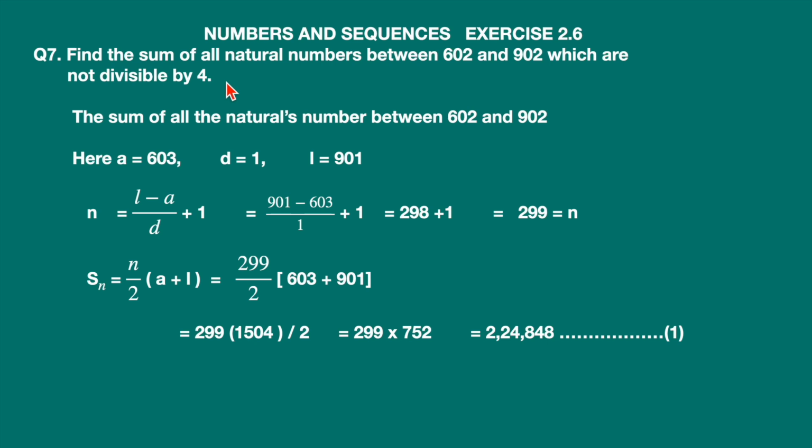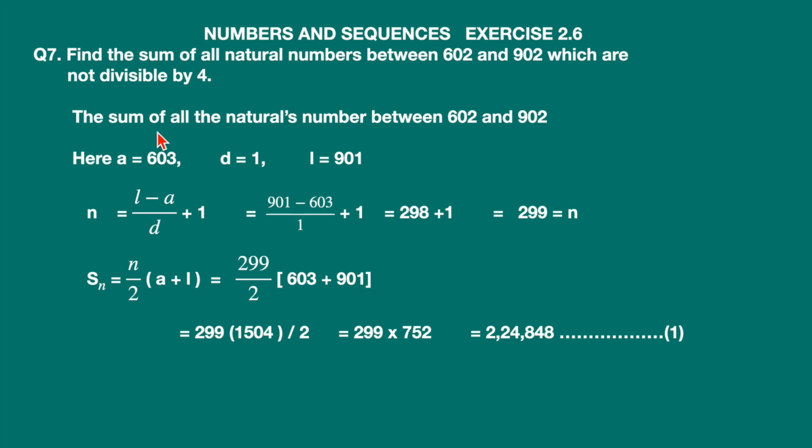In this sum, first we are going to find the sum of all natural numbers between these two numbers. Then we are going to find the sum of all natural numbers between these two numbers which are divisible by 4, and then we are going to subtract the sum of numbers divisible by 4 from the total. That will give us the sum of numbers not divisible by 4. Very simple. Let's go to the sum.